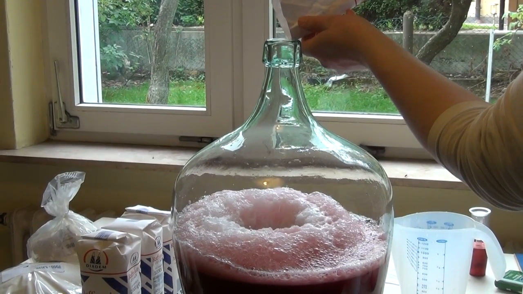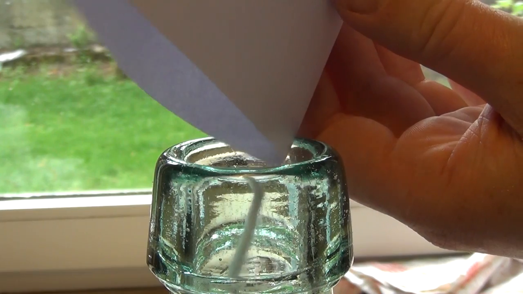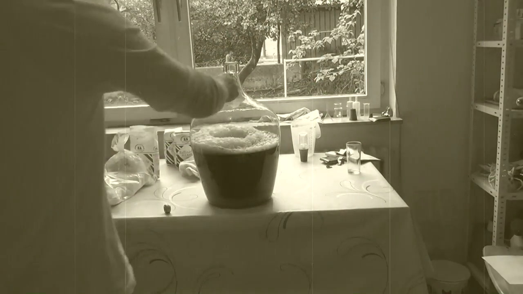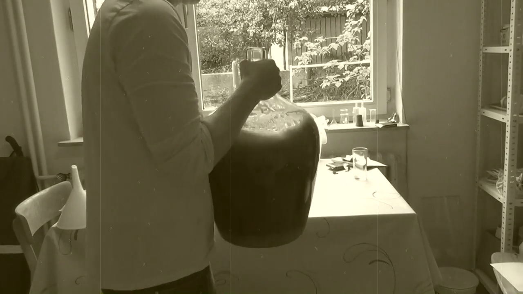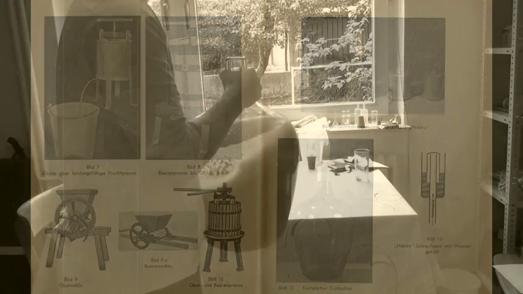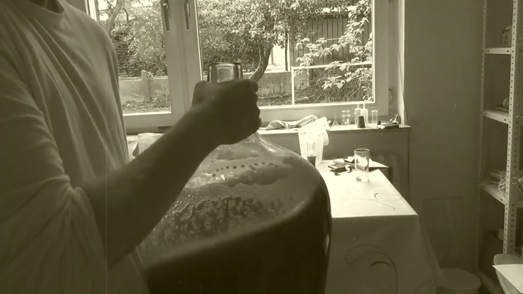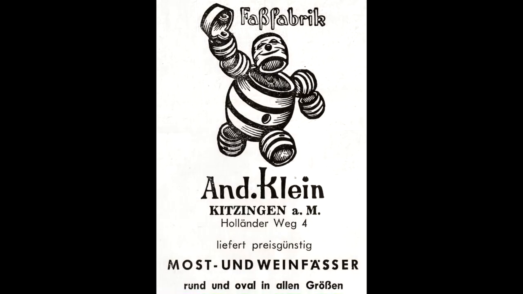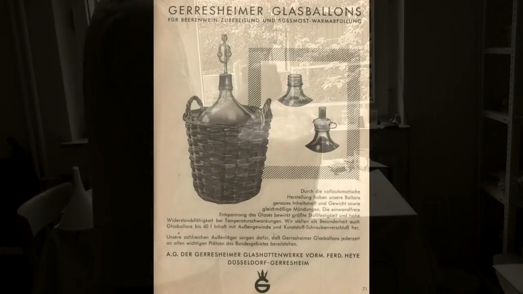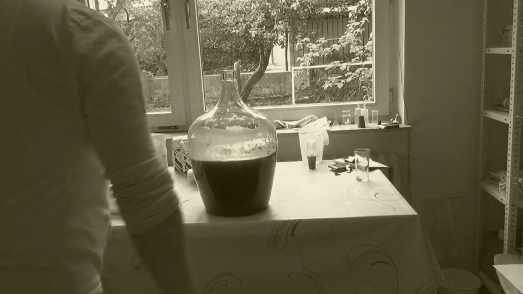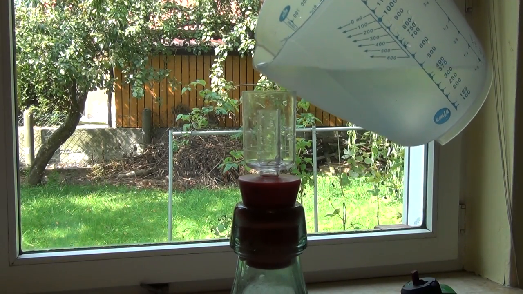Next I add several kilograms of sugar. And last but not least, yeast nutrient. And with all ingredients inside the balloon, there is a whole lot of shaking going on. So with the sugar being dissolved, I cleaned the bottleneck and installed the fermentation lock.